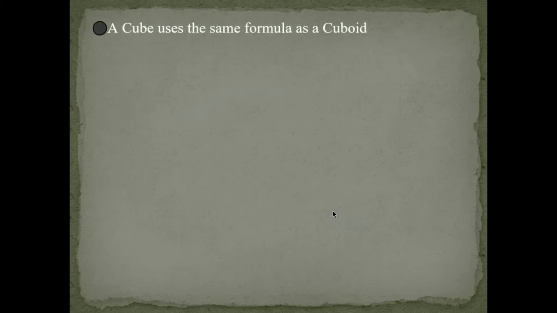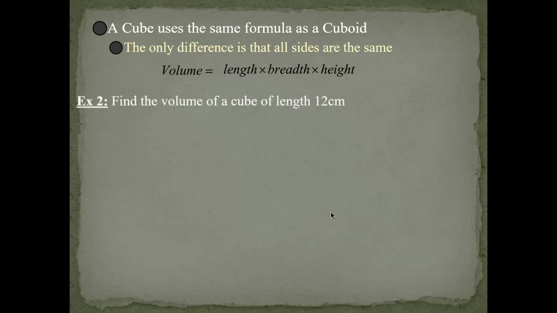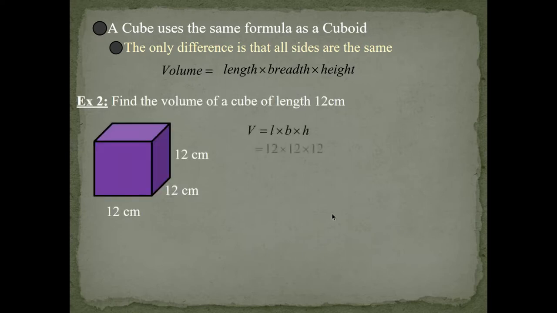A cube, just a special cuboid, has the same formula, but the only difference is that all the sides are the same, so you're still using length times breadth times height. But we've got the same number for each of our dimensions, so it's 12 times 12 times 12, 1728 cubic centimetres.